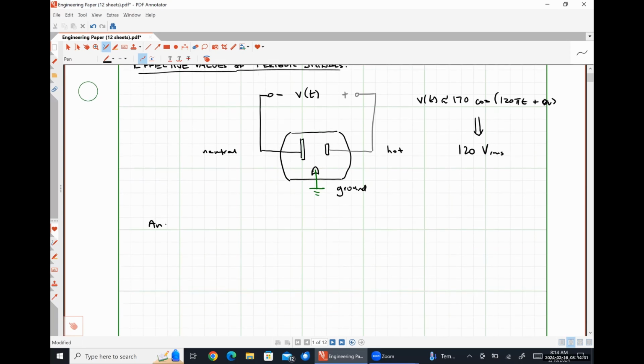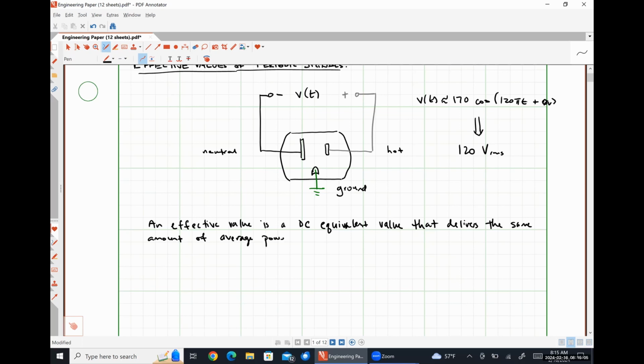So an effective value is a DC equivalent value that delivers the same amount of average power as the periodic signal.